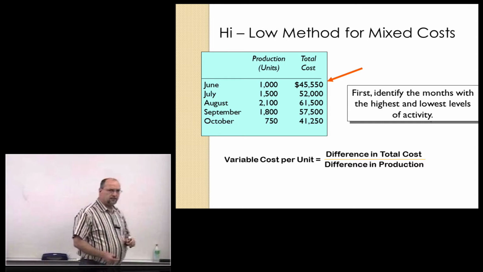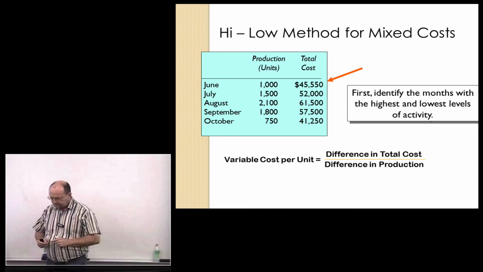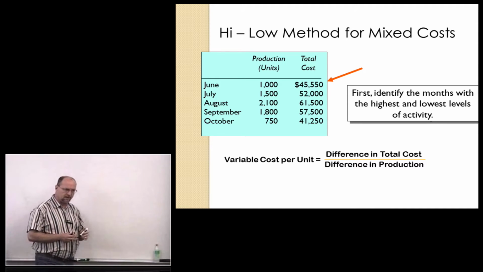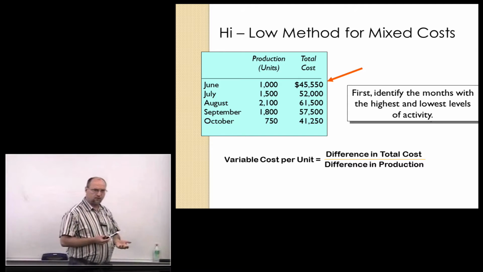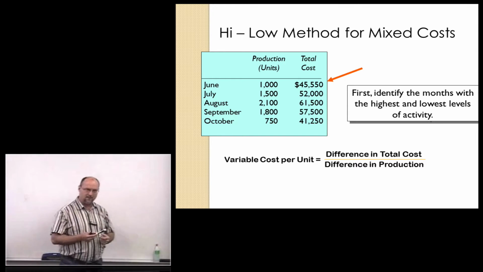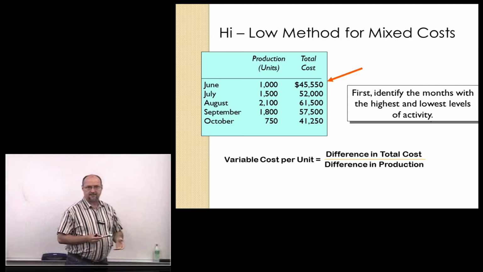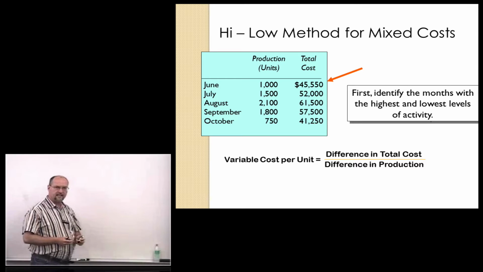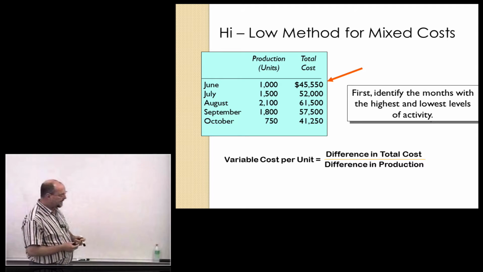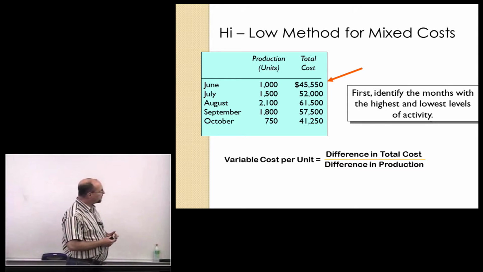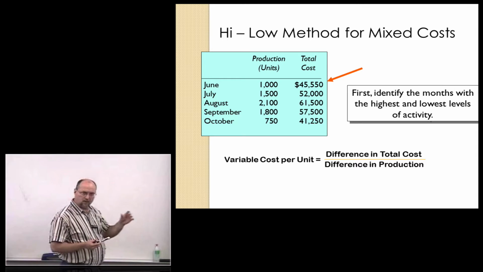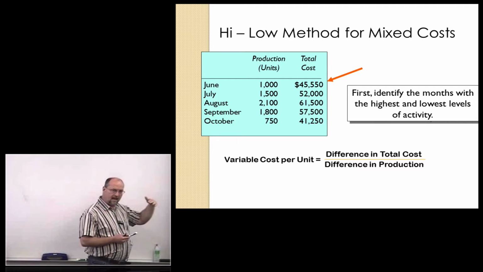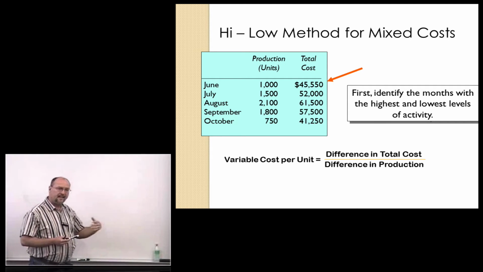Now, there are several techniques we can use to separate a mixed cost into its variable and its fixed components. One is called regression analysis. We're not going to look at that. You'll look at that in your probability and statistics class. Scatter graphs, which the book may discuss. We're going to focus on this estimation technique called the high-low method. What we do is identify the months or the time periods, however you want to define time periods, in this case months, which had the most activity, the high month, and we compare it to the month that had the lowest activity.